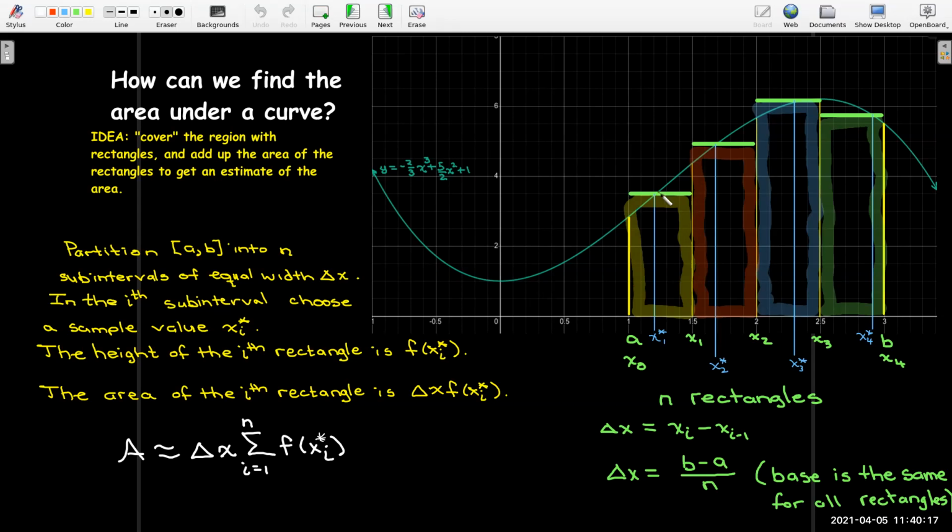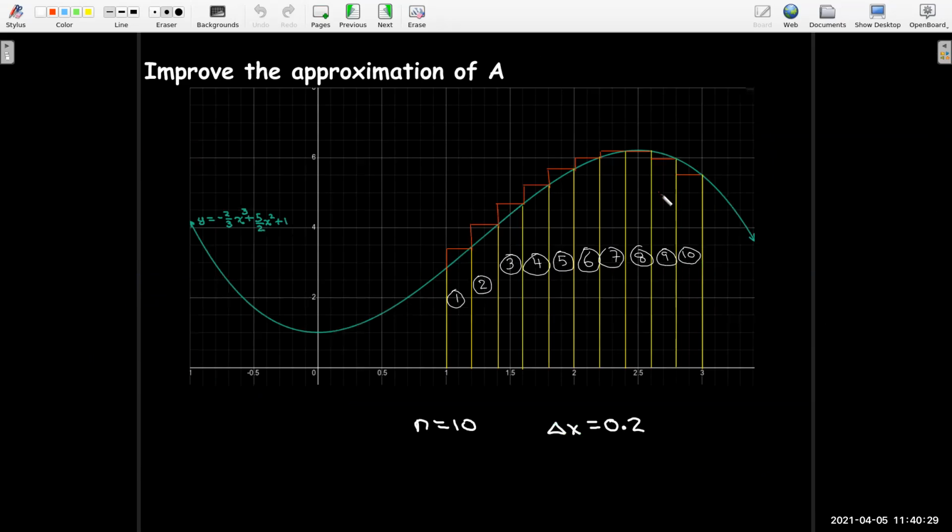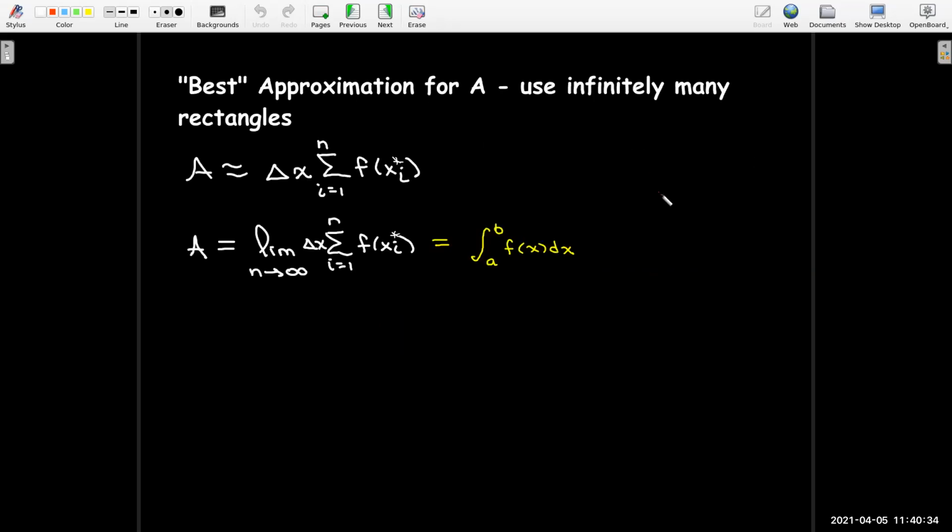And we would use the sum of the areas of the rectangles as an approximation of the area under the curve. And to get a better approximation, we would simply use more rectangles. And to get our best approximation, we would let the number of rectangles go to infinity, and that was our definition of the definite integral.